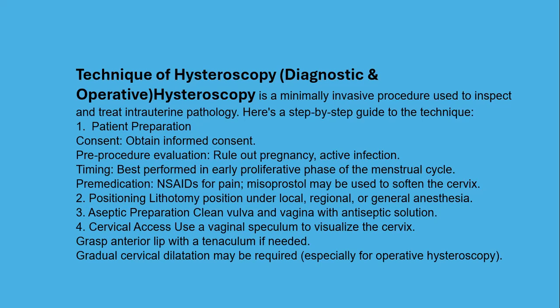2. Positioning, lithotomy position under local, regional, or general anesthesia. 3. Aseptic preparation, clean vulva and vagina with antiseptic solution. 4. Cervical access, use a vaginal speculum to visualize the cervix. Grasp anterior lip with a tenaculum if needed. Gradual cervical dilatation may be required, especially for operative hysteroscopy.